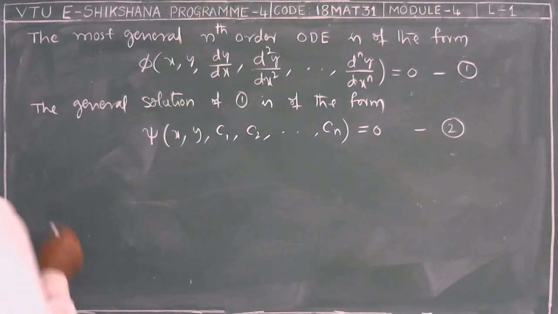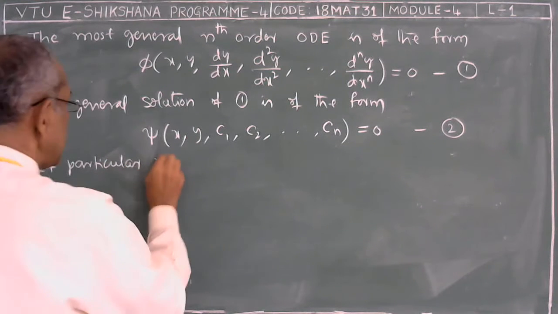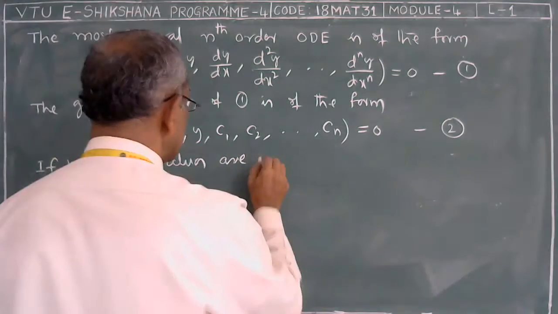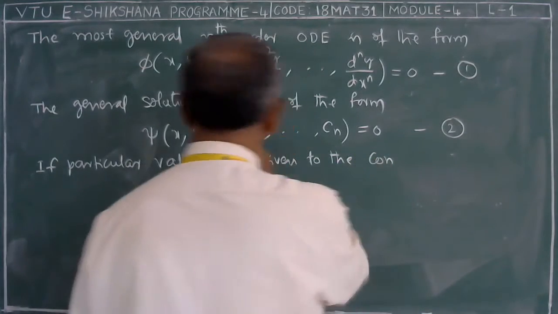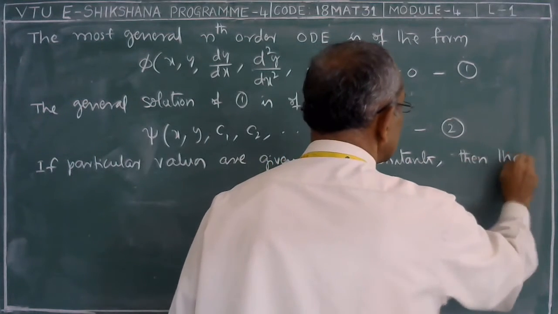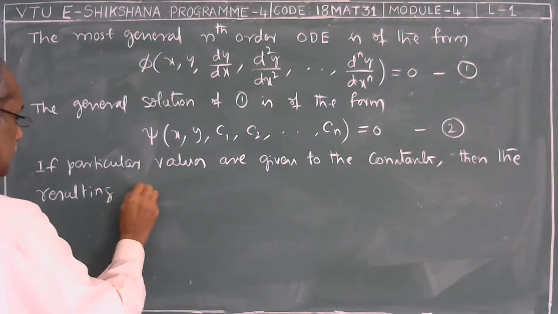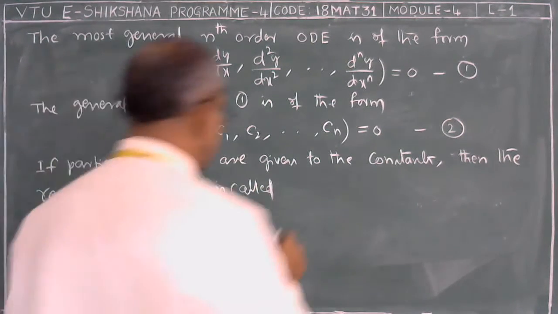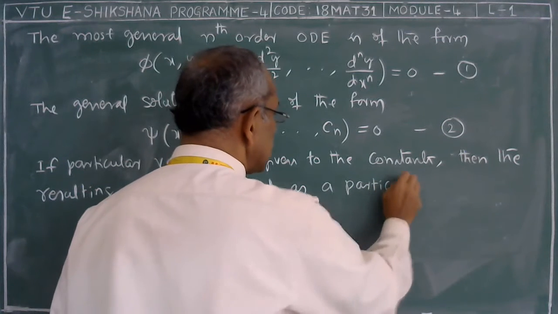If particular values are given to the constants, that is C1, C2, Cn, then the resulting solution is called a particular solution.